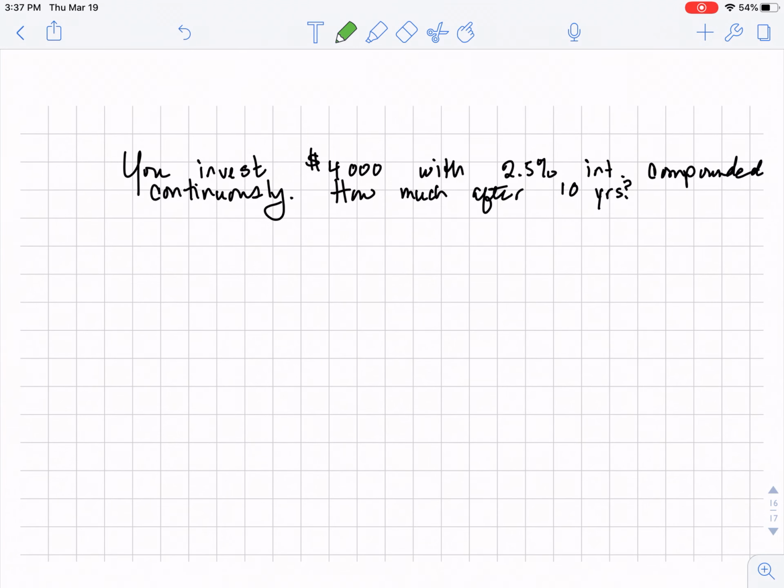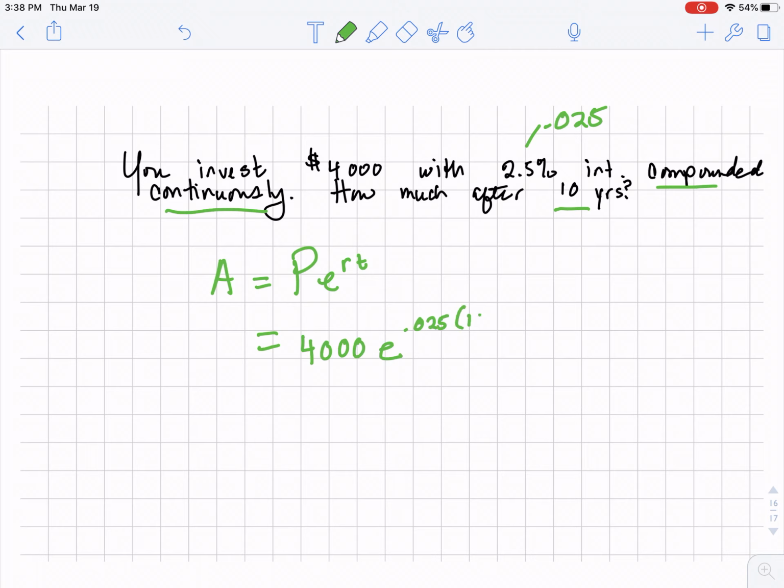You invest $4,000 with 2.5% interest compounded continuously. How much will you have after 10 years? Here's your formula: A is equal to P times E to the RT. My principal is 4,000, times E to the rate. We have to convert that to 0.025. If you put 2.5 in, that means you're more than doubling your money, and that's not the case. 0.025 times 10. Now you can go to your calculator and put it in exactly that way, if you have an E button on your graphing calculator.